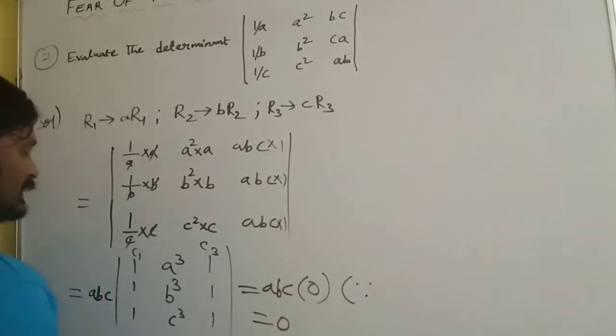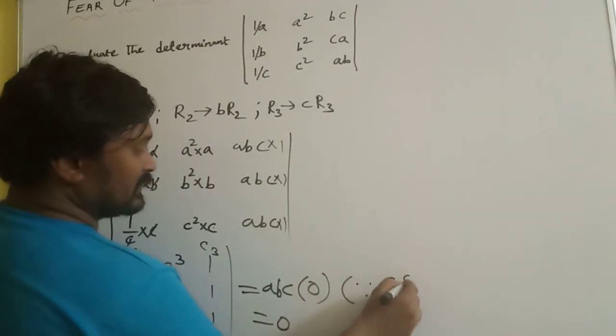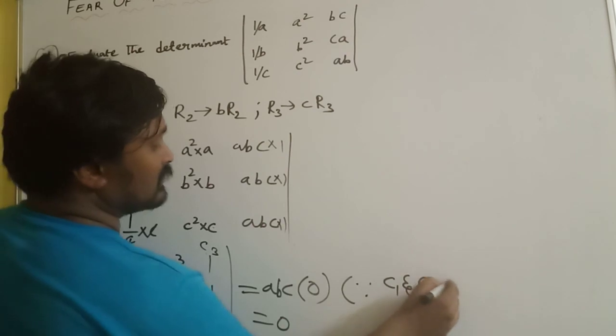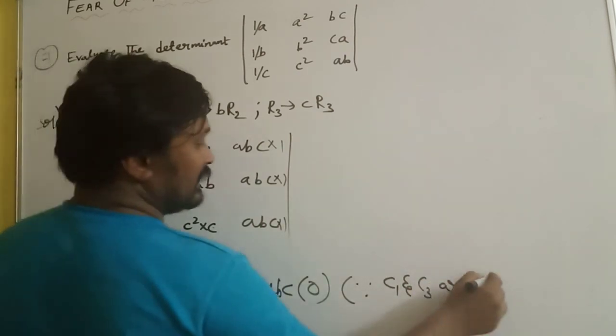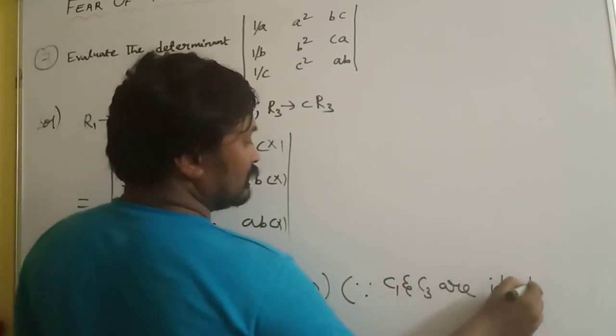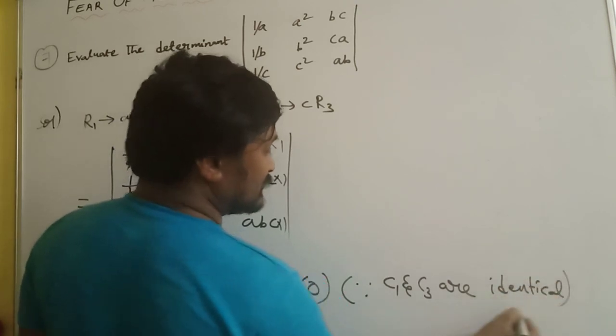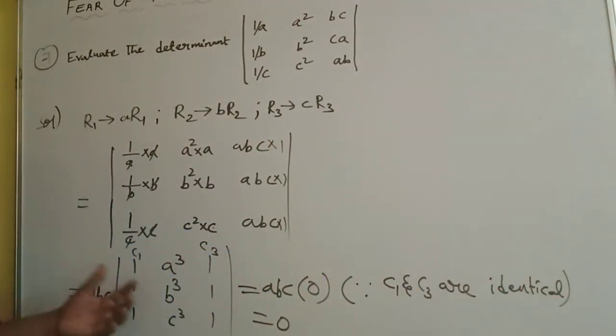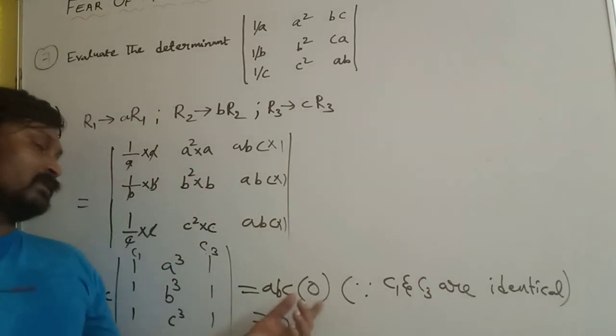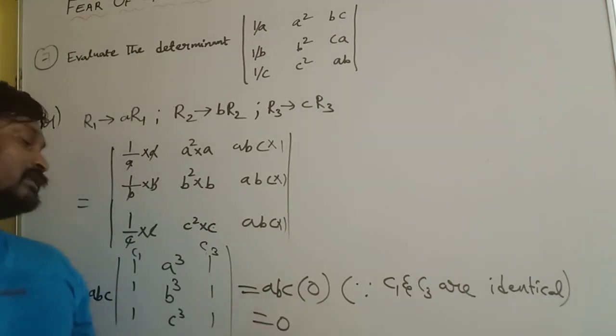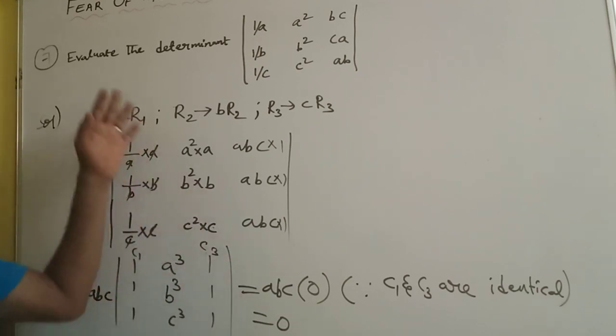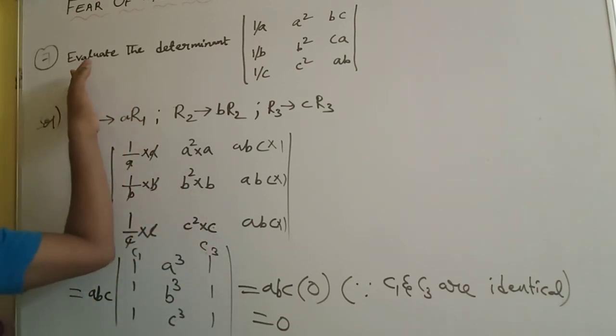Since here you can write it as C1 and C3 are identical. Identical means that both are equal or have the same numbers. Okay, so because of that reason it becomes 0. Then abc into 0 is nothing but 0. So that is about your problem number 7.